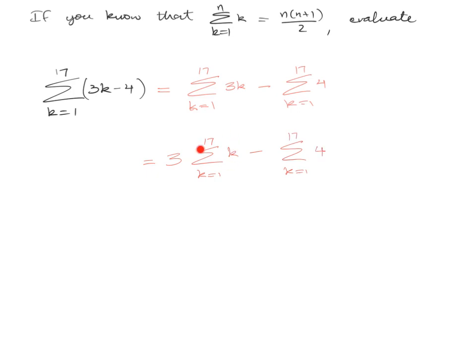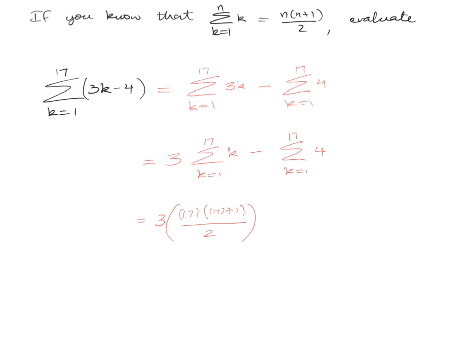Now, this expression here matches this exactly. This expression here is one of the formulas we learned in the previous slide. This 3 just sits out front. And then I'm going to apply this formula exactly, because it's sigma k equals 1 to 17 of k. So it's supposed to be 17 times 17 plus 1 over 2, because n is 17 here. So I have 17 times 17 plus 1 over 2. That is the result for adding up all of those.